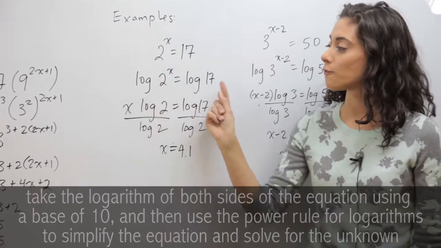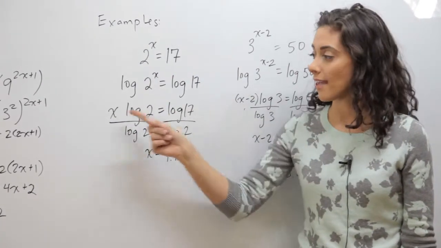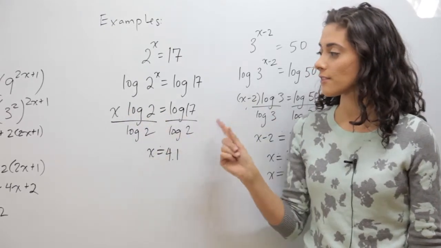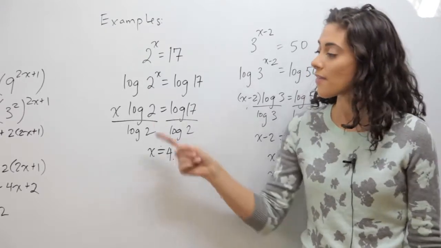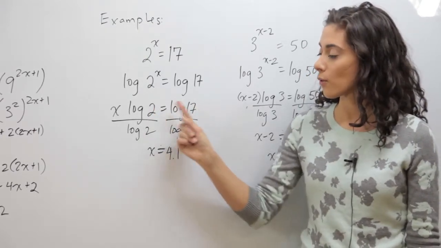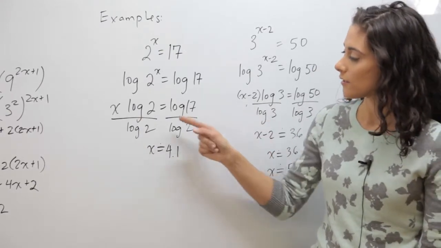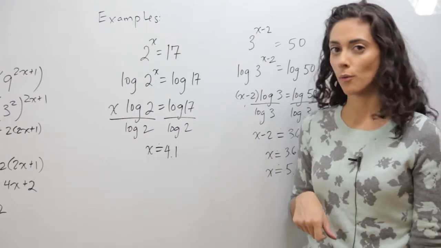So I'm going to take log of both sides so that this exponent comes down, and now it's multiplied by log of 2. Remember, log of 2, log of 17, these are just numbers your calculator can give you, so think of them as just numbers. That means I can divide both sides of my equation by log of 2, whatever that may be. If we put log 17 over log 2 into our calculator, we'll get approximately 4.1.